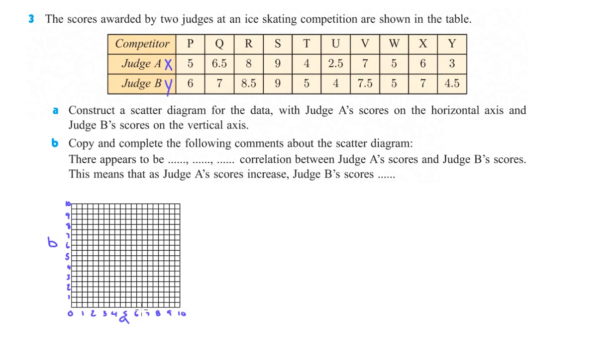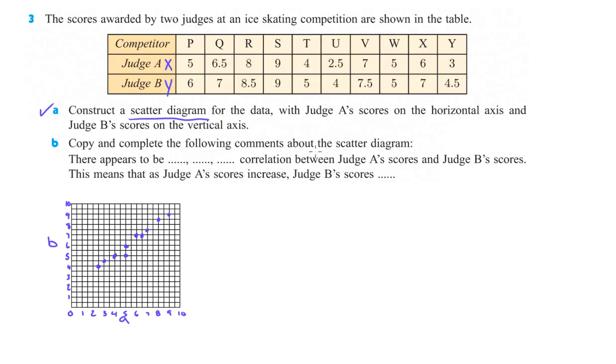So we go over to 5 and up to 6, right, which is right there. And then we do all the rest of these. Okay, so after graphing them all, it looks like this. So there's our scatter diagram. So check, we're done with that.